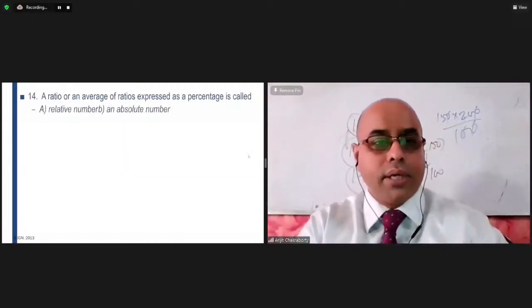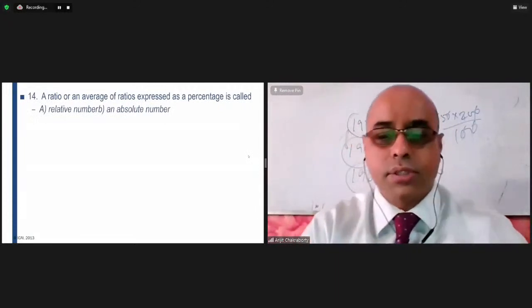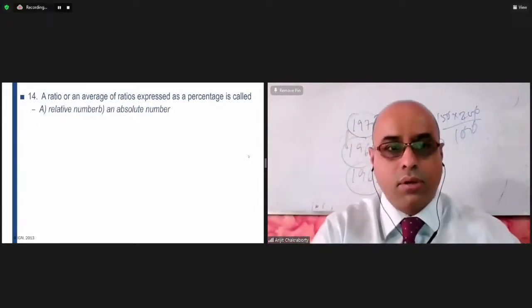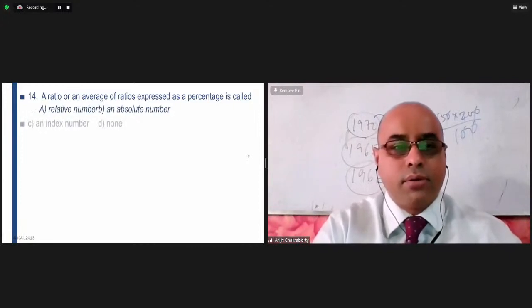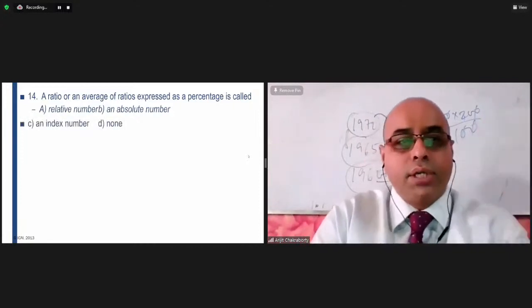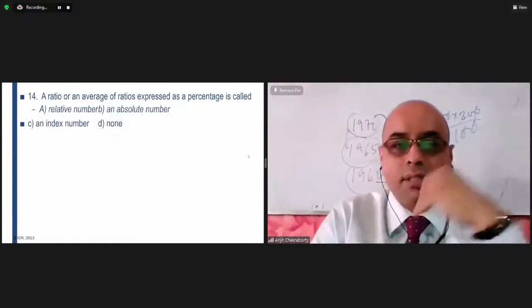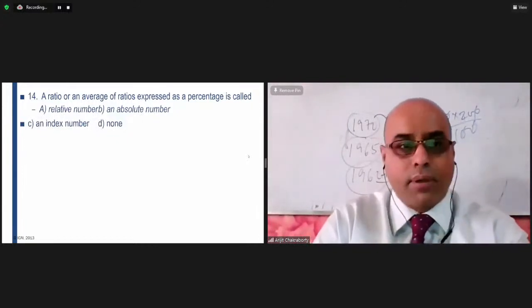14th question in the slide: a ratio or an average of ratios expressed as a percentage is called what? Relative number, absolute number, index number, none. A ratio or an average of ratios expressed as a percentage is absolutely an index number.